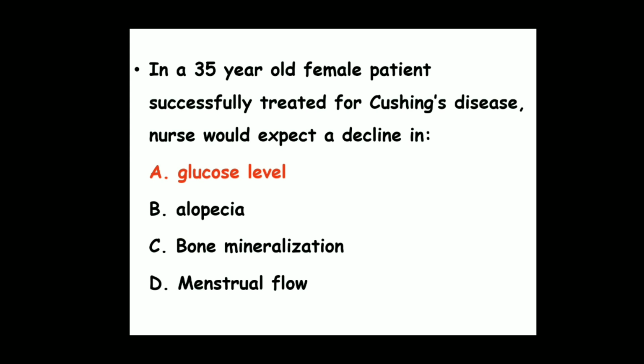Hyperglycemia is a feature of Cushing's, and definitely a healthy outcome is a decline in glucose. Hirsutism is more a problem in Cushing's, and you should expect the hirsutism to reduce, not the alopecia. It's not the bone mineralization to be reduced. Bone mineralization has to happen, and demineralization has to be reduced. Menstrual flow is not related, as amenorrhea will be the problem. So the ideal answer is glucose level.